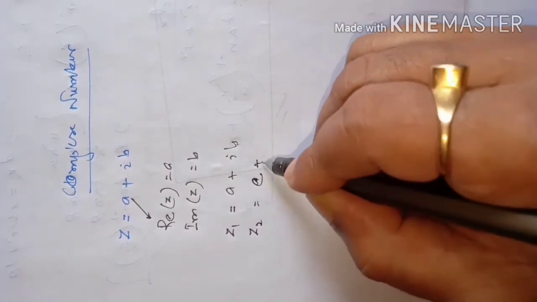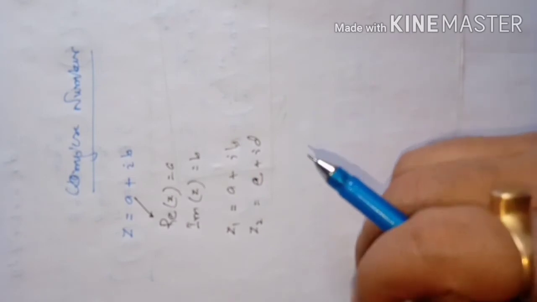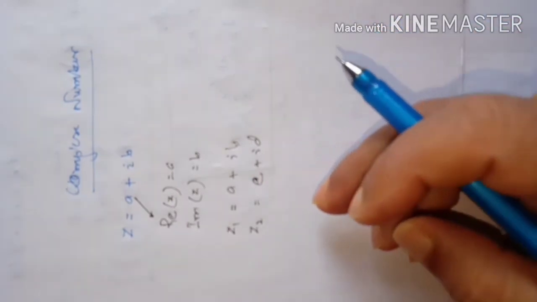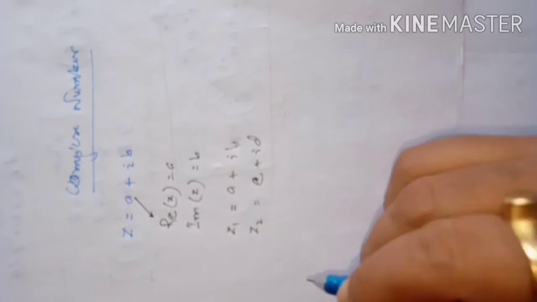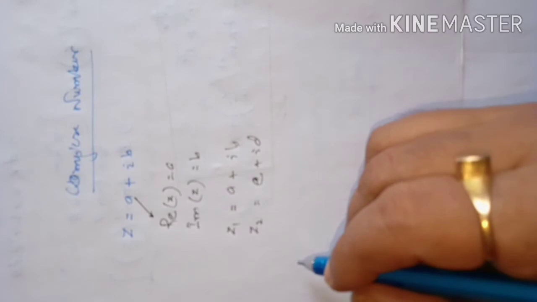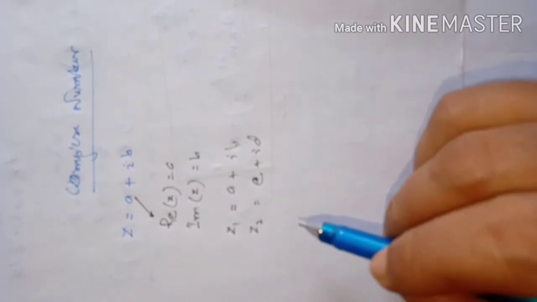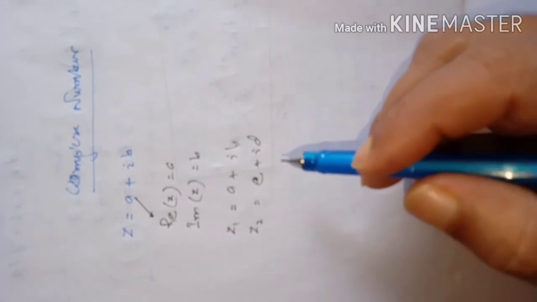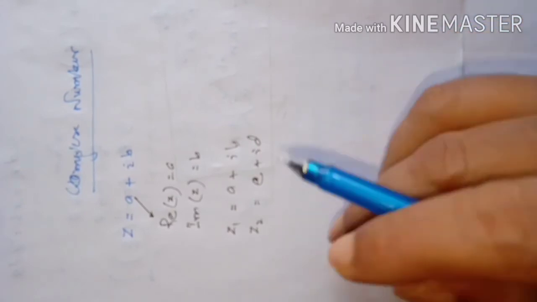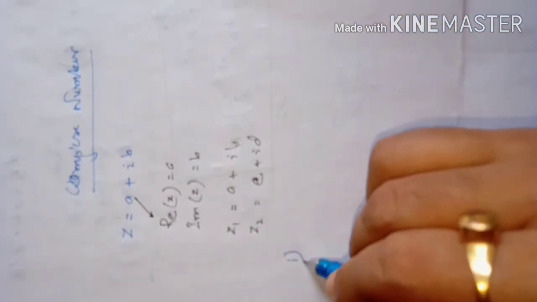c plus iota d. So we can add complex numbers, we can subtract one complex number from another, we can divide one complex number by another, and we can also multiply two complex numbers. So let us see the addition, subtraction, multiplication and division of complex numbers. If the complex number is not the zero complex number, then we can divide one complex number by another. So let us start with addition.